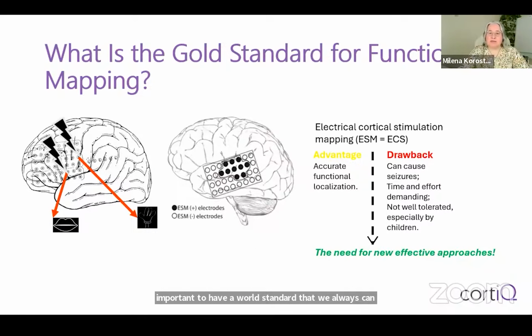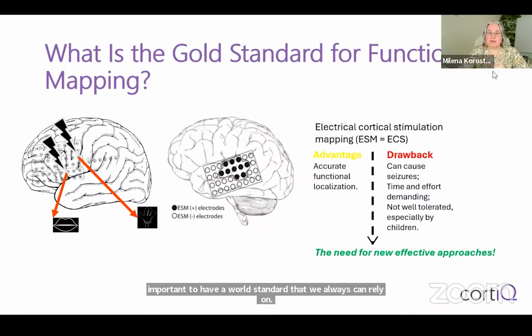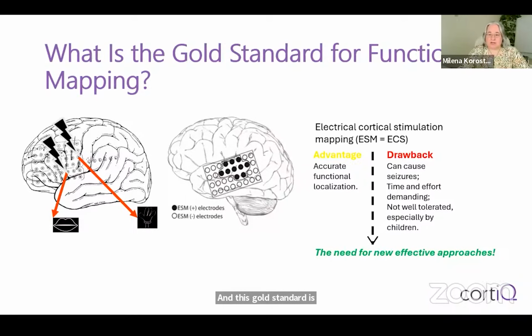And this gold standard is cortical stimulation mapping. It has been a gold standard for many years already, and it has many advantages. It provides accurate functional localization, which is also sometimes under question, but among all methods, it is considered the most accurate at the moment.